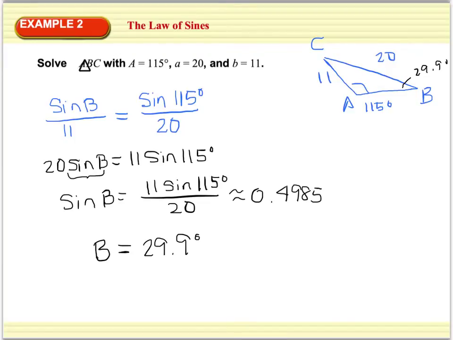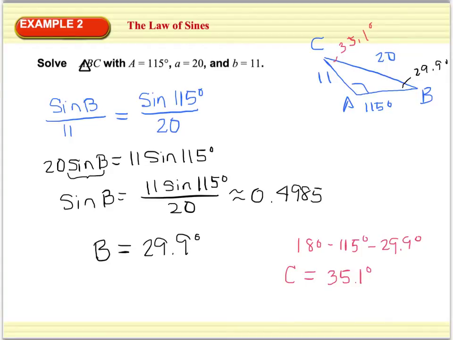So now, because my triangle as a whole has 180 degrees to it, I can subtract out the 115 degrees from angle A and the 29.9 degrees from angle B, and that's going to tell me then that angle C is equal to 35.1 degrees. So 35.1 degrees is angle C. Now the only thing we have left to find is side length C.